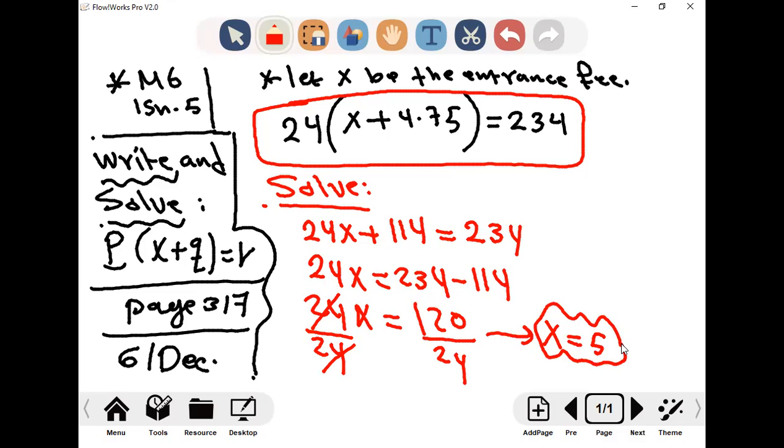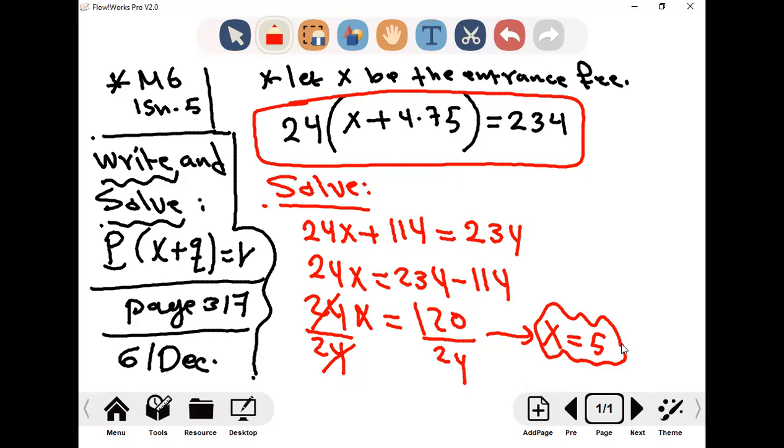Now we know everything in the problem, right? The students will go to the rink. At the entrance, he will pay how much? $5. Then he will go inside and rent a skate for how much? 4.75. Now let's check our answer. Let's what? Check our answer.